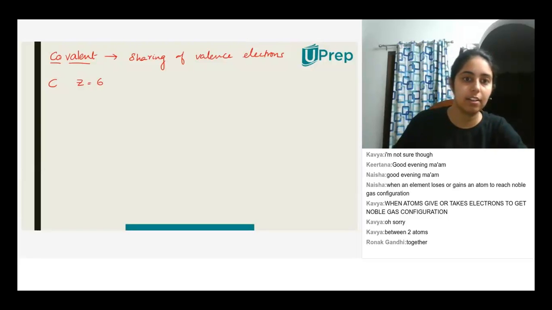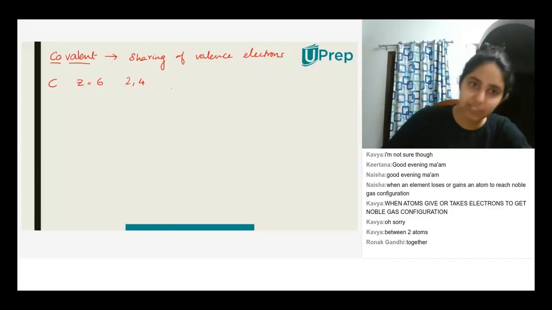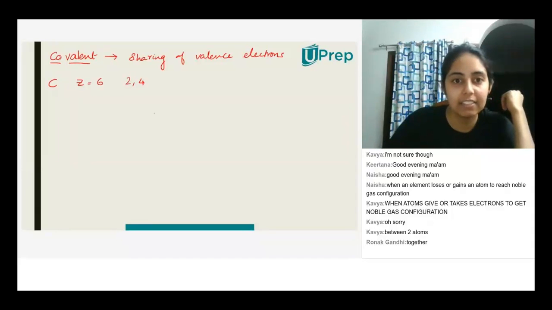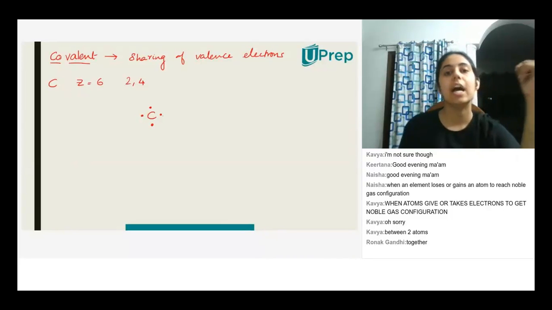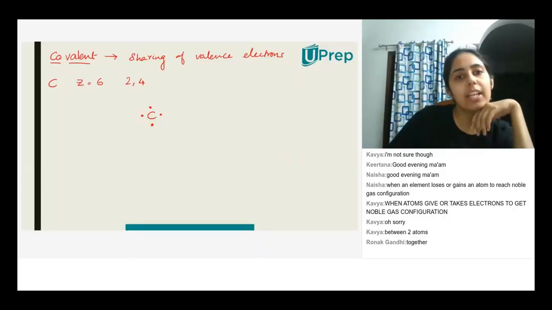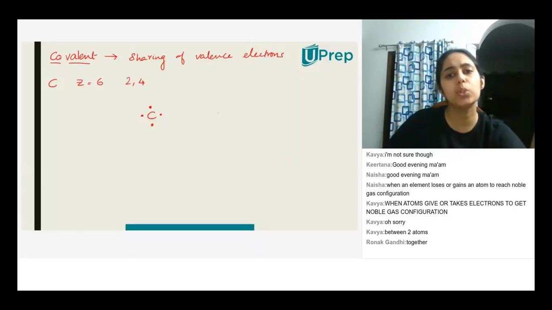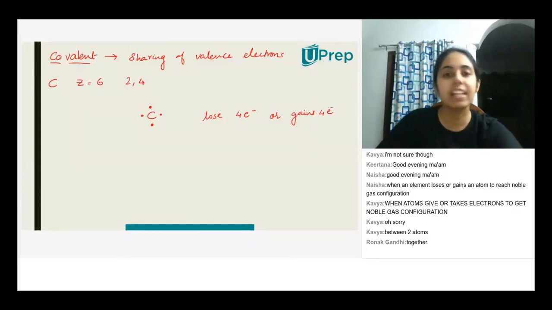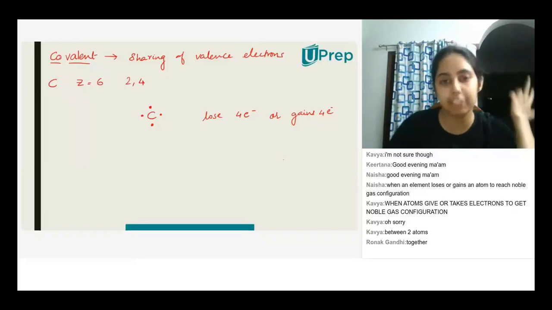2,4. Ma'am, 2,4. 2,4, very good. 2, valence 4. Yes. So now, if I draw the Lewis dot structure of this, I can draw it as 4 dots. Now, for carbon to lose 4 electrons or gain 4 electrons, which one is easy? Both are equally easy or equally difficult, right?